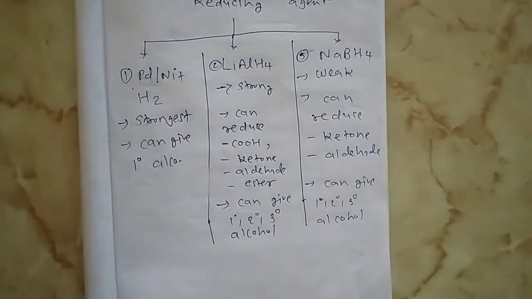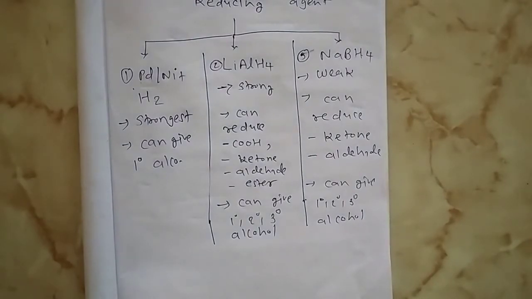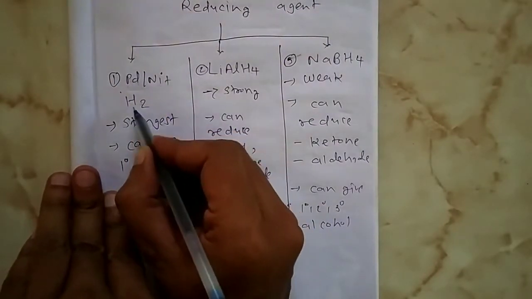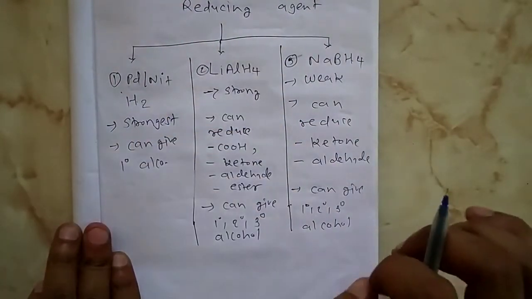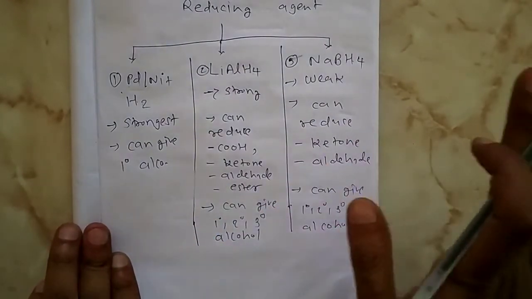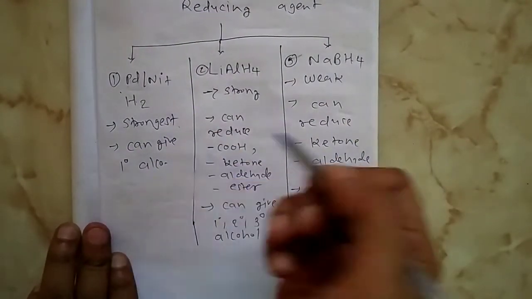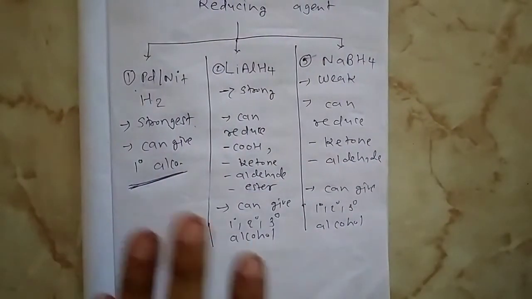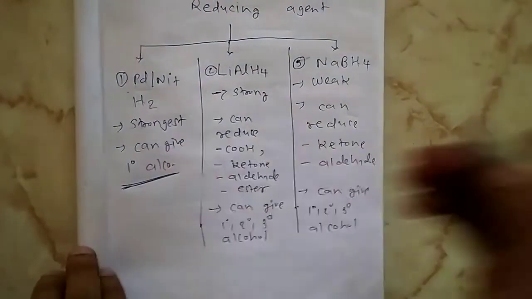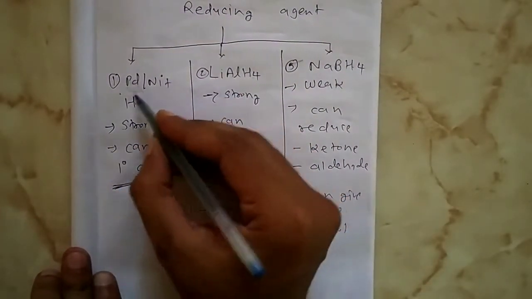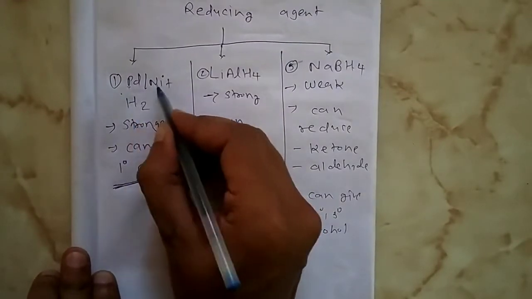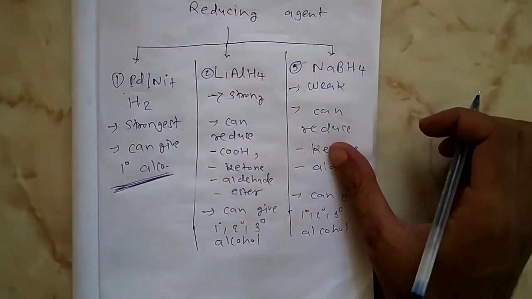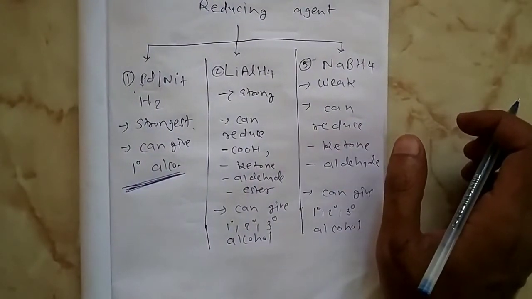Now what is the difference between these three reagents? Look at the difference first. First, Ni or Pd in presence of hydrogen is the strongest reducing agent. It can reduce almost anything, so it is the strongest. But what is the drawback here? It can give only 1 degree alcohol. We are going to see the reaction so you can understand it better. But understand this, palladium or nickel in presence of hydrogen will give only 1 degree alcohol. It cannot give 2 degree alcohol or 3 degree alcohol.